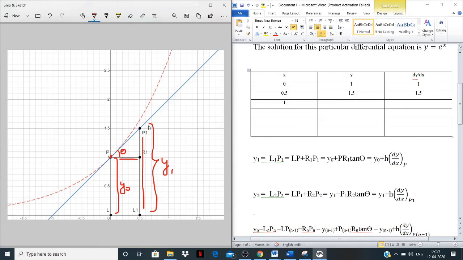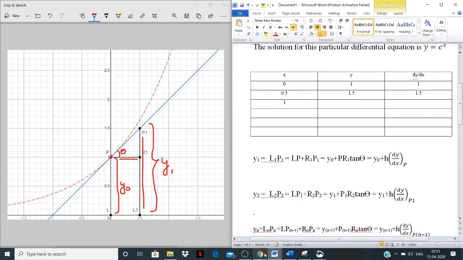To find y1, we are finding the value of y at 0.5. At 0.5 the value of y will be y naught, that is 1, plus h, that is 0.5, into dy by dx, that is 1. So 1 plus 0.5 is 1.5, and the value of dy by dx will also be equal to 1.5, since dy by dx is equal to y. Next we have to find the value of y at x equal to 1.